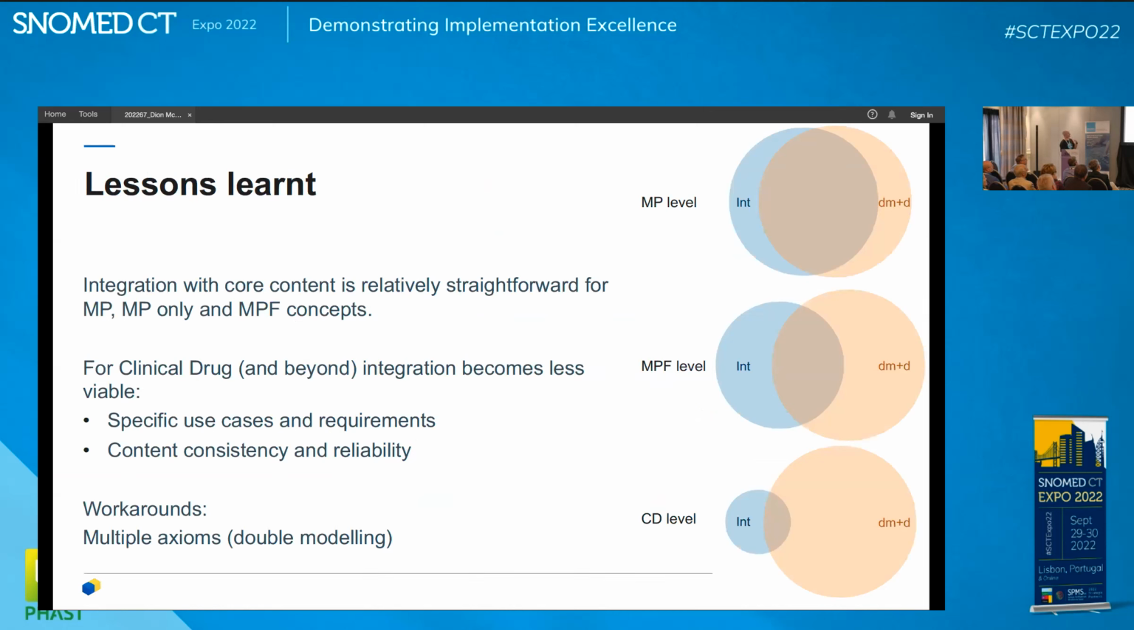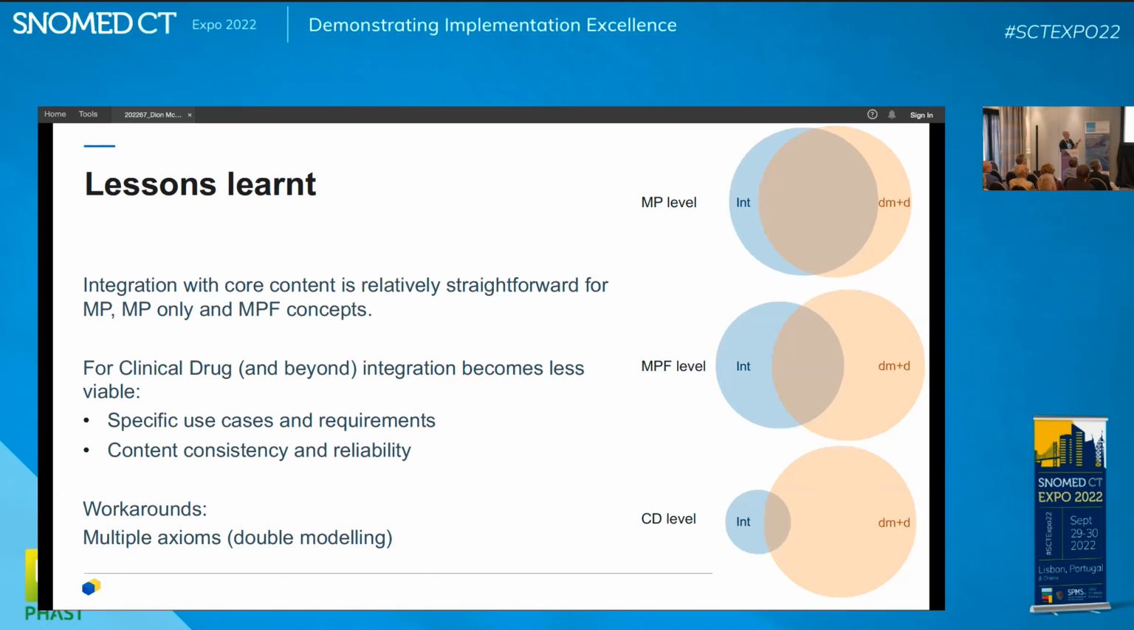So this is a result. These on the right-hand side are proportional of the actual subsumption that happened when classifying after quite a lot of effort to make them align. You can see at the NP level, there's quite a big intersection between dm+d and the drug extension in the international content. At the medicinal product form level, that starts to fall away quite a bit because of the issues we've described. And then at the clinical drug level, it falls away quite a lot. So there isn't a great intersection there.